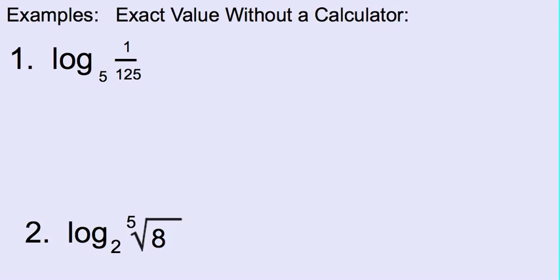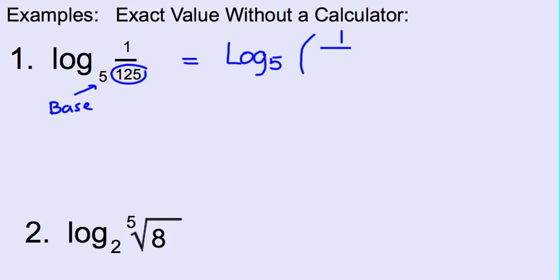We want to find the exact value of logarithm base 5 of 1 over 125. So I'm going to notice that this is a base of 5. So I'm going to try and see if I can rewrite 125 as a base of 5. So I say logarithm base 5 of, and I'm going to rewrite that 125 as 5 times 5 times 5, or 5 cubed.